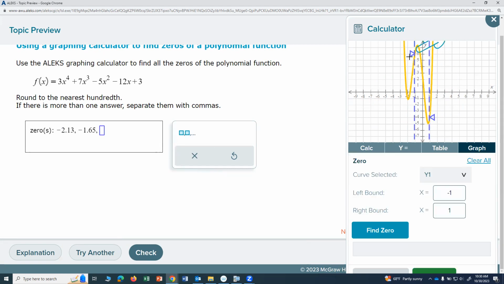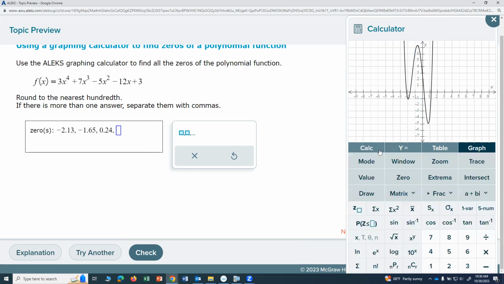Go back to 0. And I'm going to do the next one. So notice left bound and right bound only encompass one of the places where the graph crosses the x-axis. You have to do them one at a time. On this one, I get x equals 0.24. Make sure you're rounding correctly.